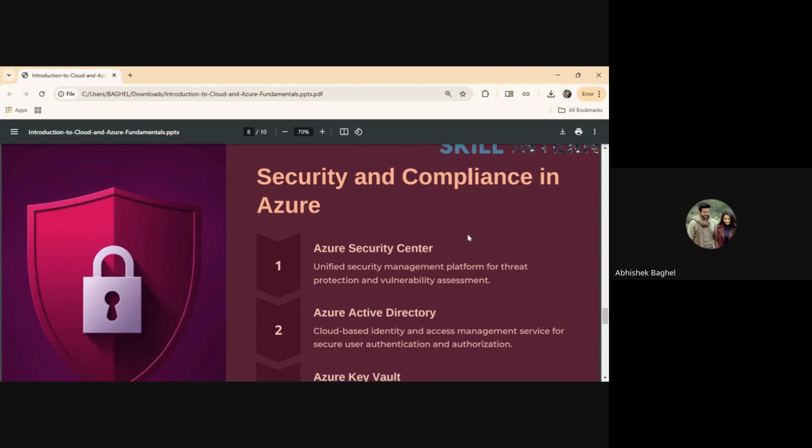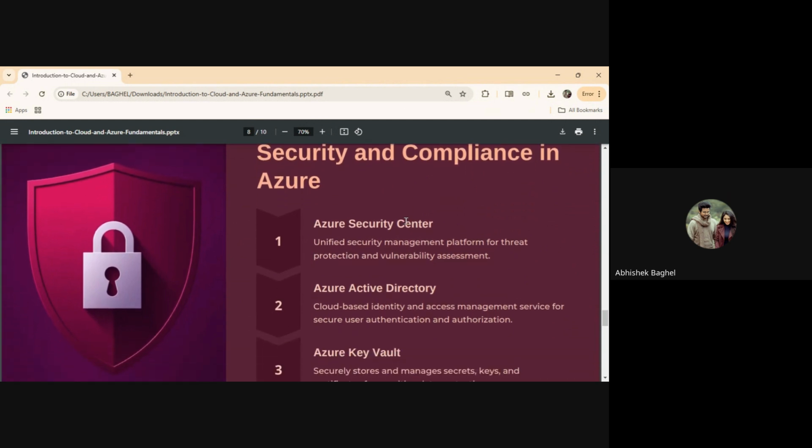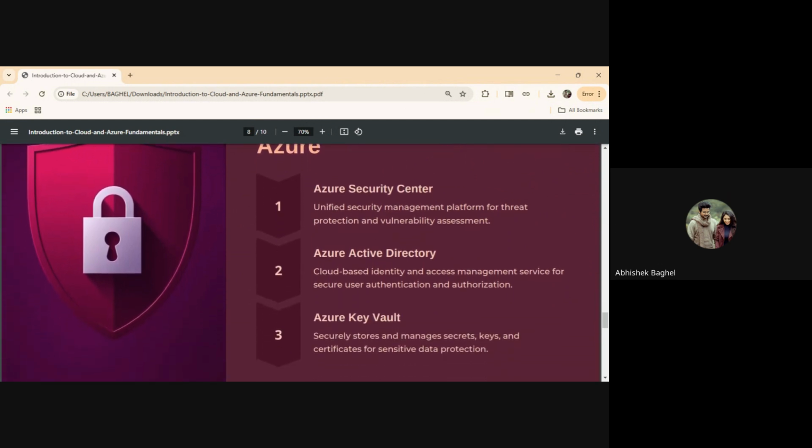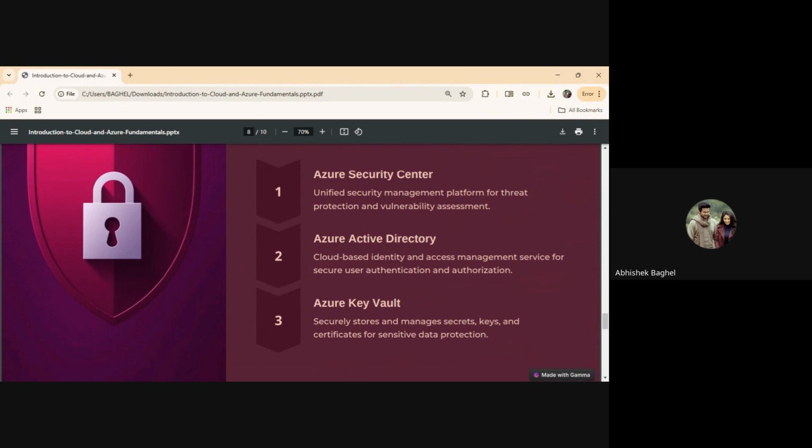Security and compliance in Azure. If we see security and compliance in Azure, there are Azure Security Center, Azure Active Directory, Azure Key Vault. A unified security management platform for threat protection and vulnerability assessment. There are certain fixed management systems to manage its security. Okay, cloud security engineers are profiles who manage these things. Those people's task is this only: they have to manage security breaches so that nothing happens.